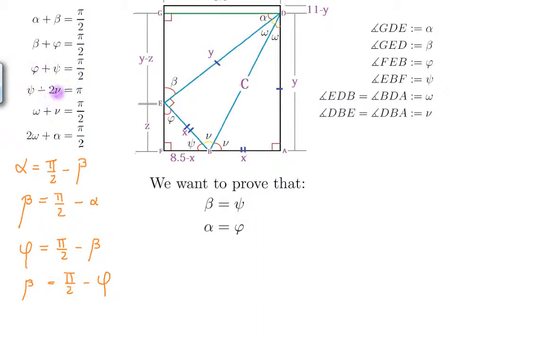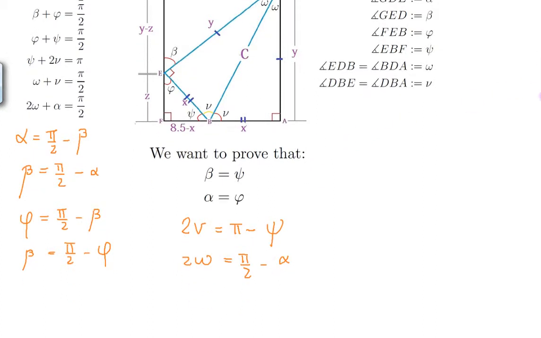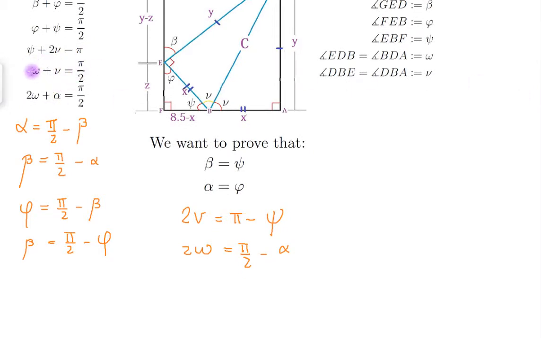Now, I want to use these two because they have this 2 value. So let's rewrite them. Now we have 2 nu equals pi minus c, and 2 omega equals pi over 2 minus alpha. Now, what can we do from here? Well, notice this one that I've isolated here, omega plus nu. Let's write this one on the right side here. Omega plus nu equals what? Well, equals pi over 2.